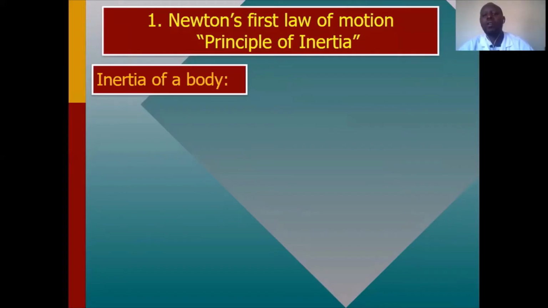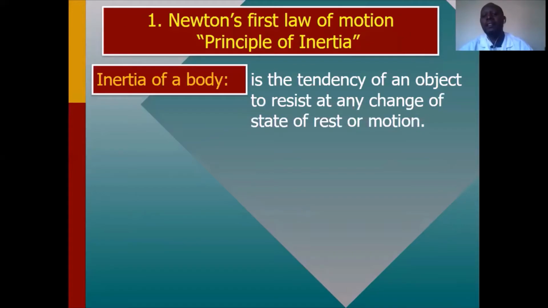Newton's first law of motion, he called it the Principle of Inertia. To understand the meaning of this law, you have to know what the inertia of a body is. Inertia of a body is the tendency of an object to resist any change of its state of rest or motion.